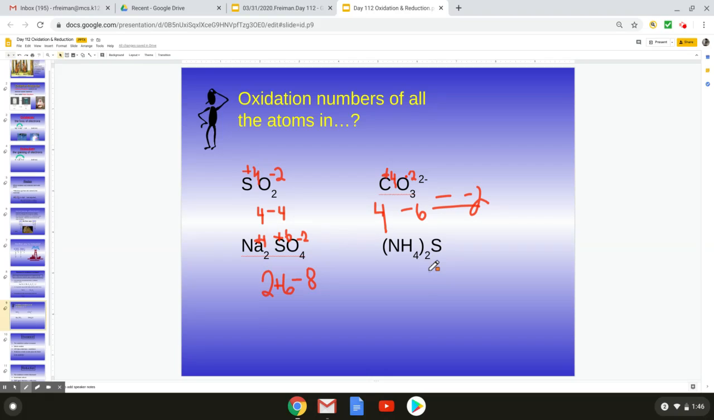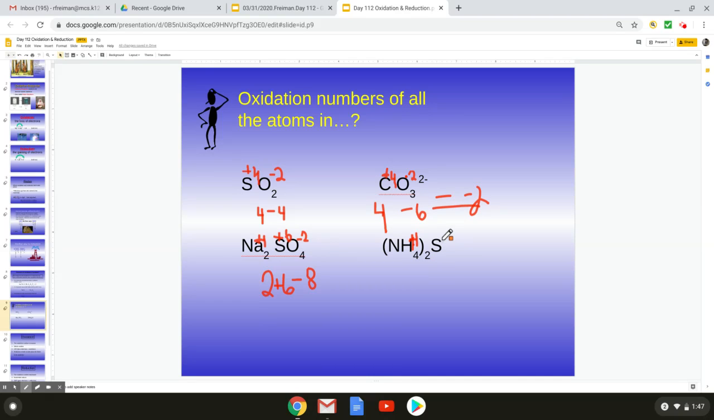In NH4 2S, hydrogen, I keep telling you, is always positive 1. No other choice. Hydrogen is always positive 1. So with hydrogen being positive 1, now we look at nitrogen. Nitrogen has a whole lot of oxidation states, so we're going to wait on that one.